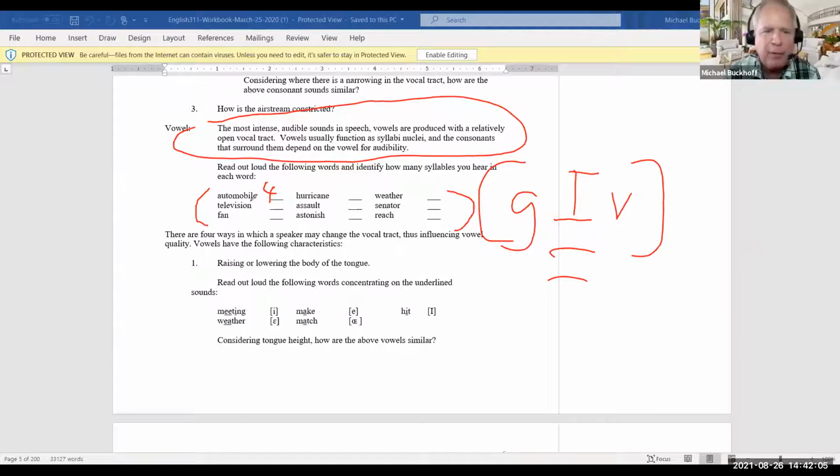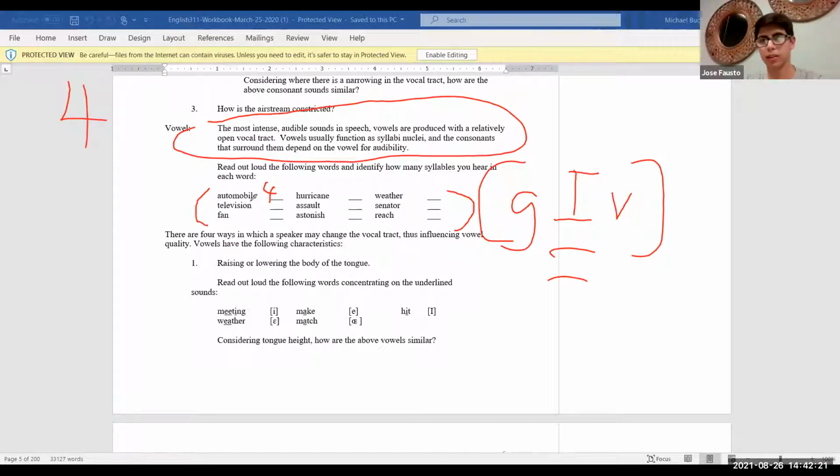Good. So television, how many of you guys hear? 4. We got television, right? You guys get that? How about the word fan? How many syllables? Yeah. 1. Hurricane. Hurricane. Good. Assault.